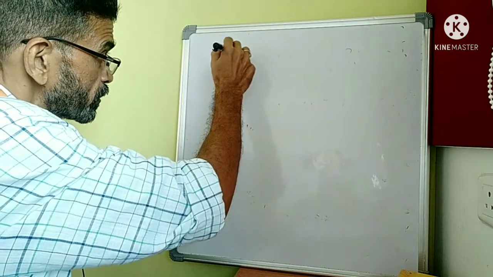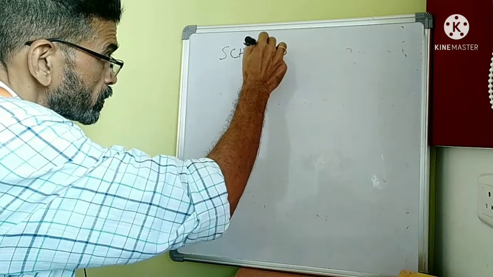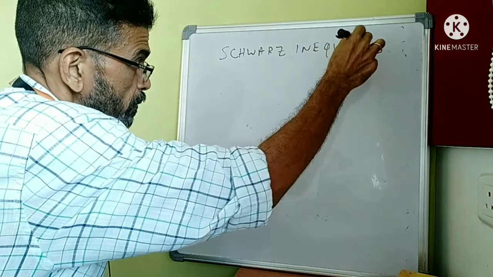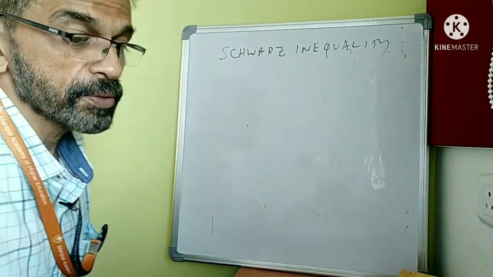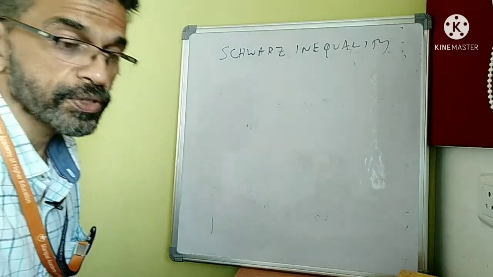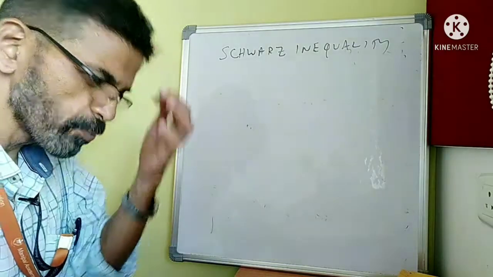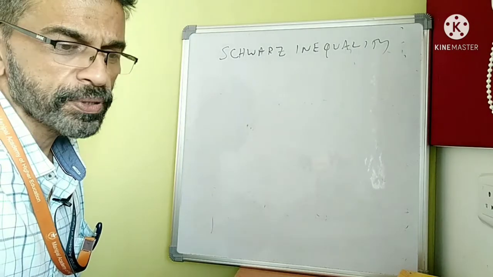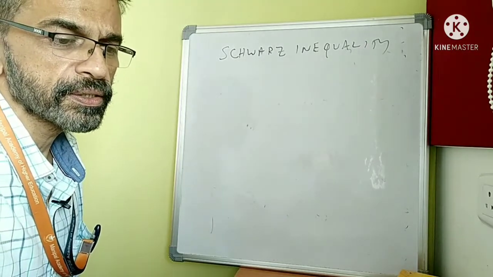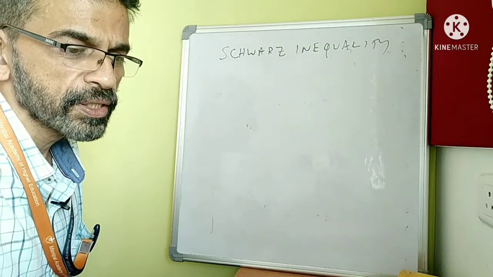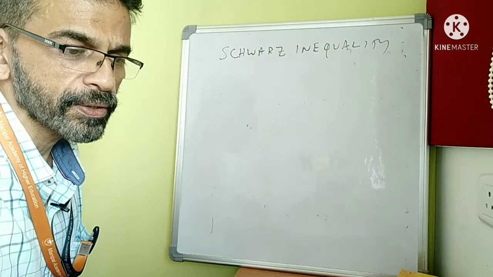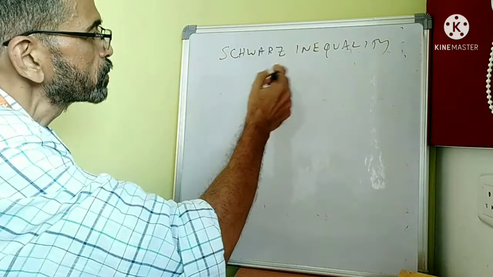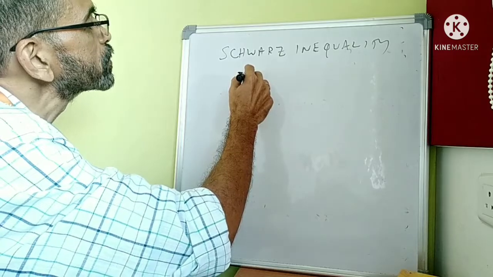Schwarz inequality, or sometimes called the Cauchy-Schwarz inequality, is a very important inequality. As a first step towards understanding the inequality, we use familiar vector algebra, which we will be more familiar with.